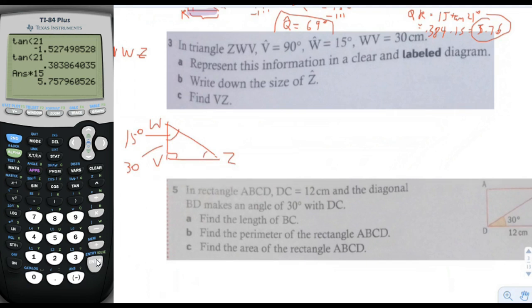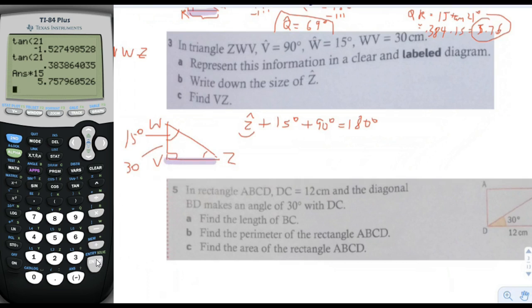So again, we find the size of angle Z by adding up all the angles and finding that they add up to 180. Okay, so we're going to have 15 degrees plus 90 degrees plus Z equals 180 degrees. And then we're just going to solve for angle Z. Okay, so I won't go all the way to the end, but you know how to do that from the previous problem. Now we need to figure out what is this length.